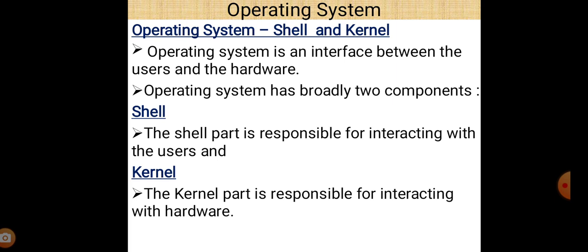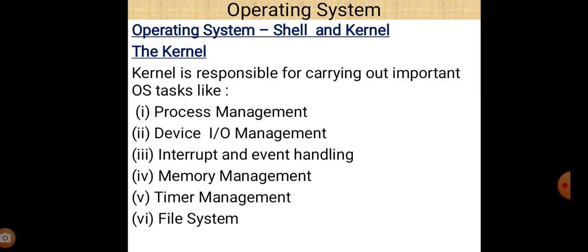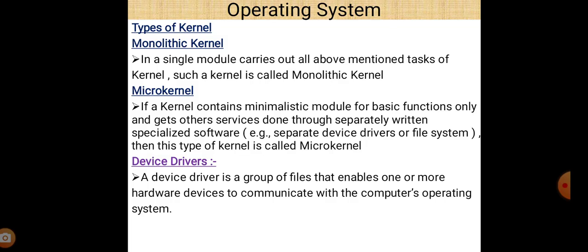The basic work of the operating system is to interface between the user and the hardware. So that is the difference between the shell and kernel. Next is types of kernel. Now there are two different types of kernel here: monolithic kernel and microkernel.